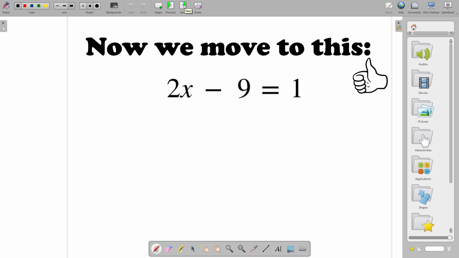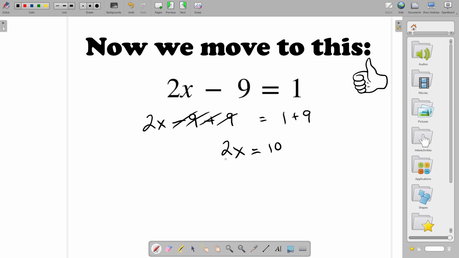Now we've complicated the problem just a little bit because we are subtracting 9. We're also multiplying by a 2. We always get rid of the things that are being added or subtracted to the variable first. So I need to get rid of this negative 9, so I'm going to take 2x minus 9, and to make that negative 9 disappear, I need to add 9. If I do that on the left, I need to do that on the right. These add out. I'm left with 2x. 9 plus 1 is 10.